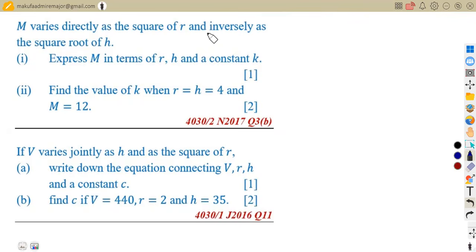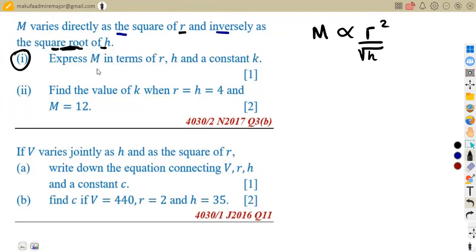M varies directly as the square of R and inversely as the square root of H. So we have a direct variation and an inverse variation. This is a joint variation, two variations connected together. So we are given that M varies directly as the square of R. Remember, how do you present direct variation? Inverse is 1 over, so it's the one in the denominator, inversely as the square root of H. So you are supposed to have the root sign, the square root of H. This is what they are saying.